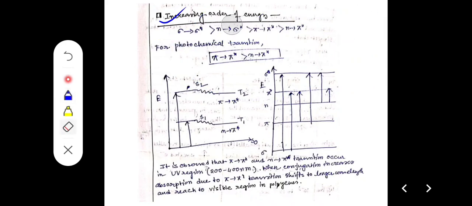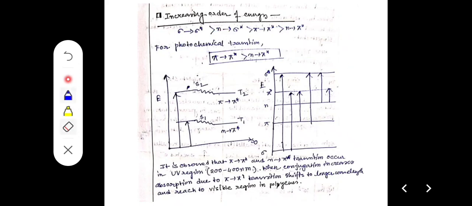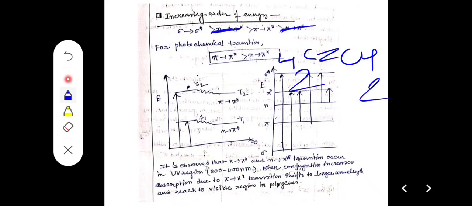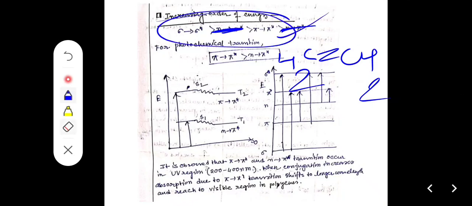For methane, there is only one possibility, only this one. If we consider ethylene, there are two possibilities, sigma to sigma star and pi to pi star. So this sequence can be observed.